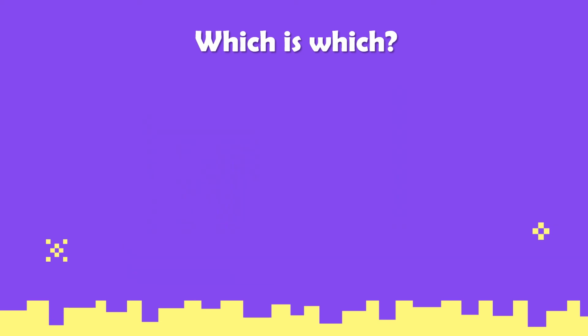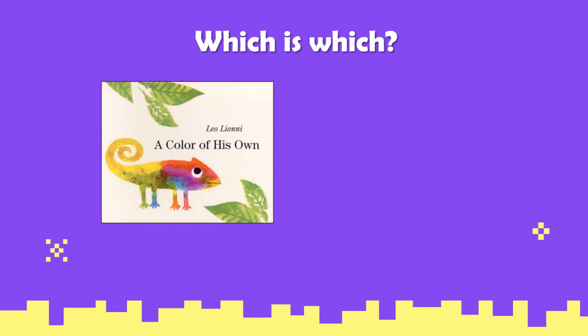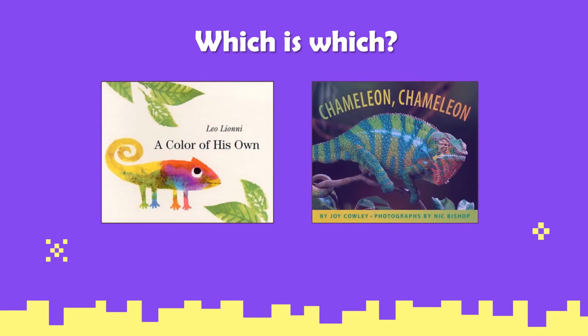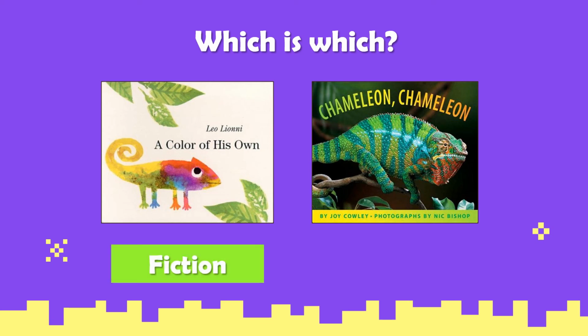Which is which? The first book is A Color of His Own, and the second book is Chameleon, Chameleon. Which is the fiction book and which is the non-fiction book? Let us answer. The first book is fiction, and the second book is non-fiction. Good job!